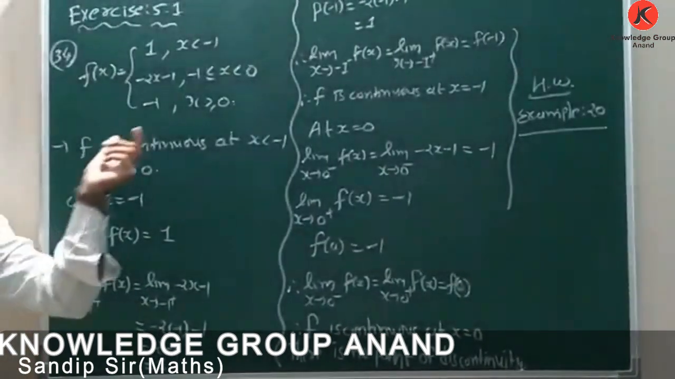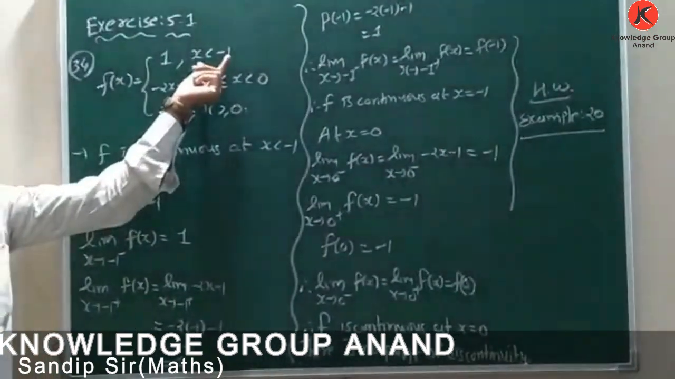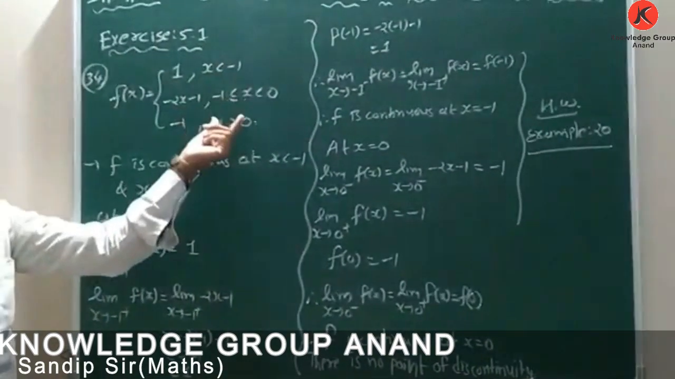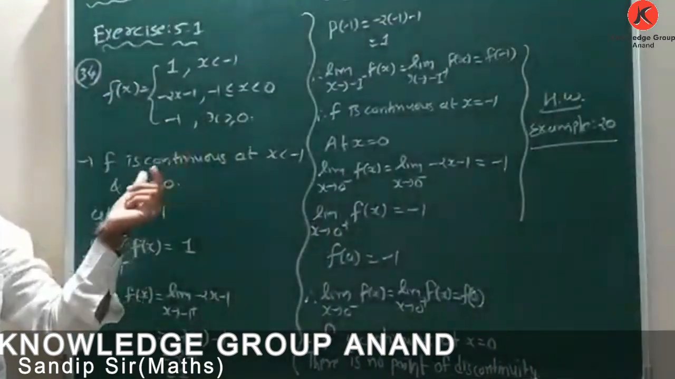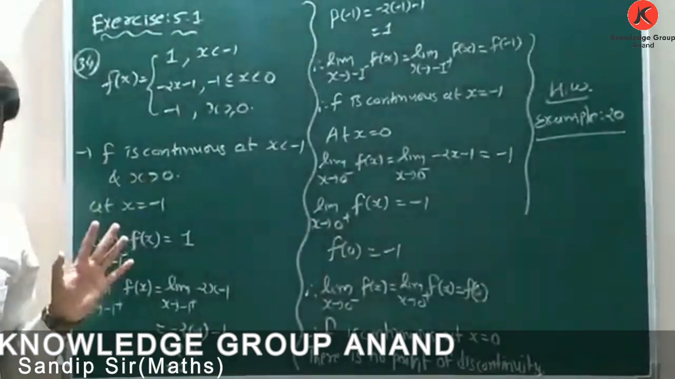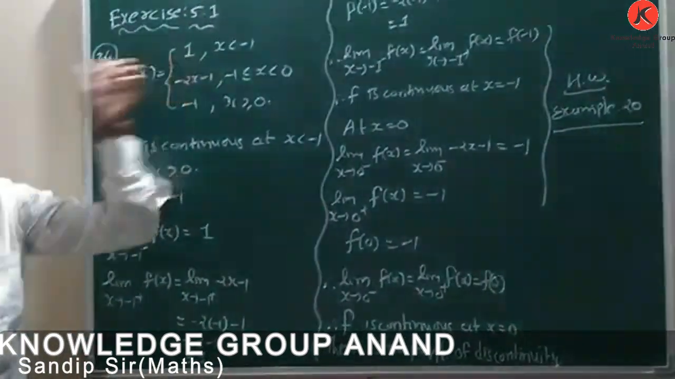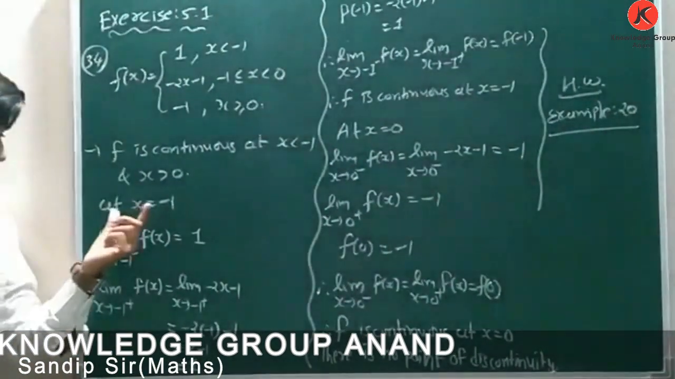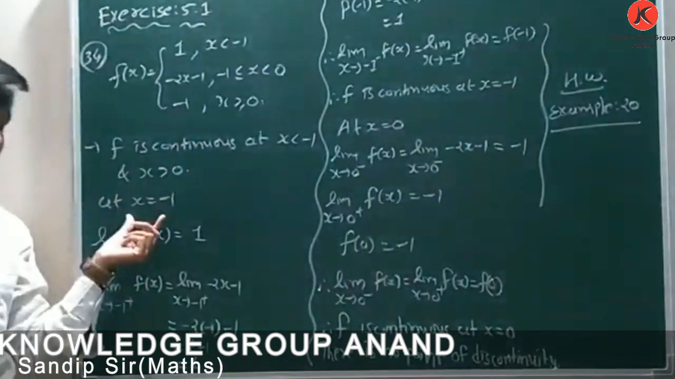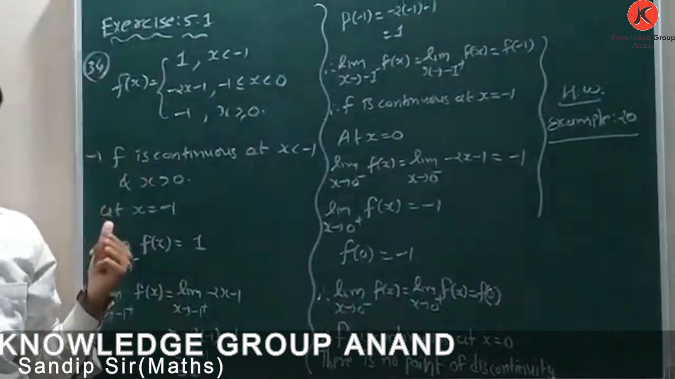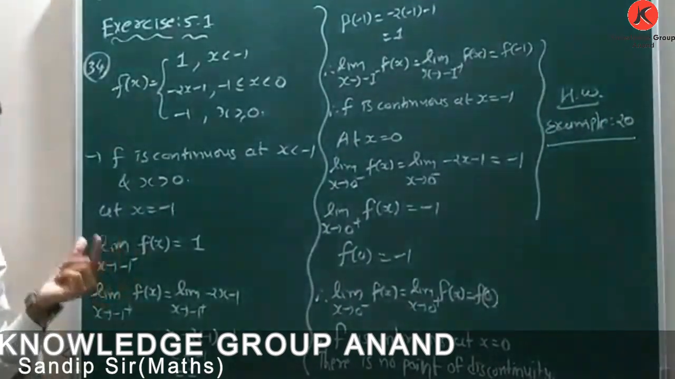Directly we can say that for all values of x < −1 as well as x > 0, the function f is continuous, because the same answer is given. You have to check at x = −1 as well as x = 0 whether the function is continuous or not.